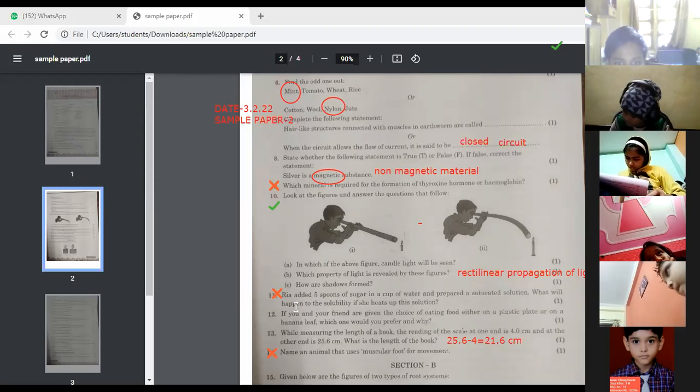Okay, children. So till here our section A is completed, up to question number 14. The rest will be continued later, in section B.